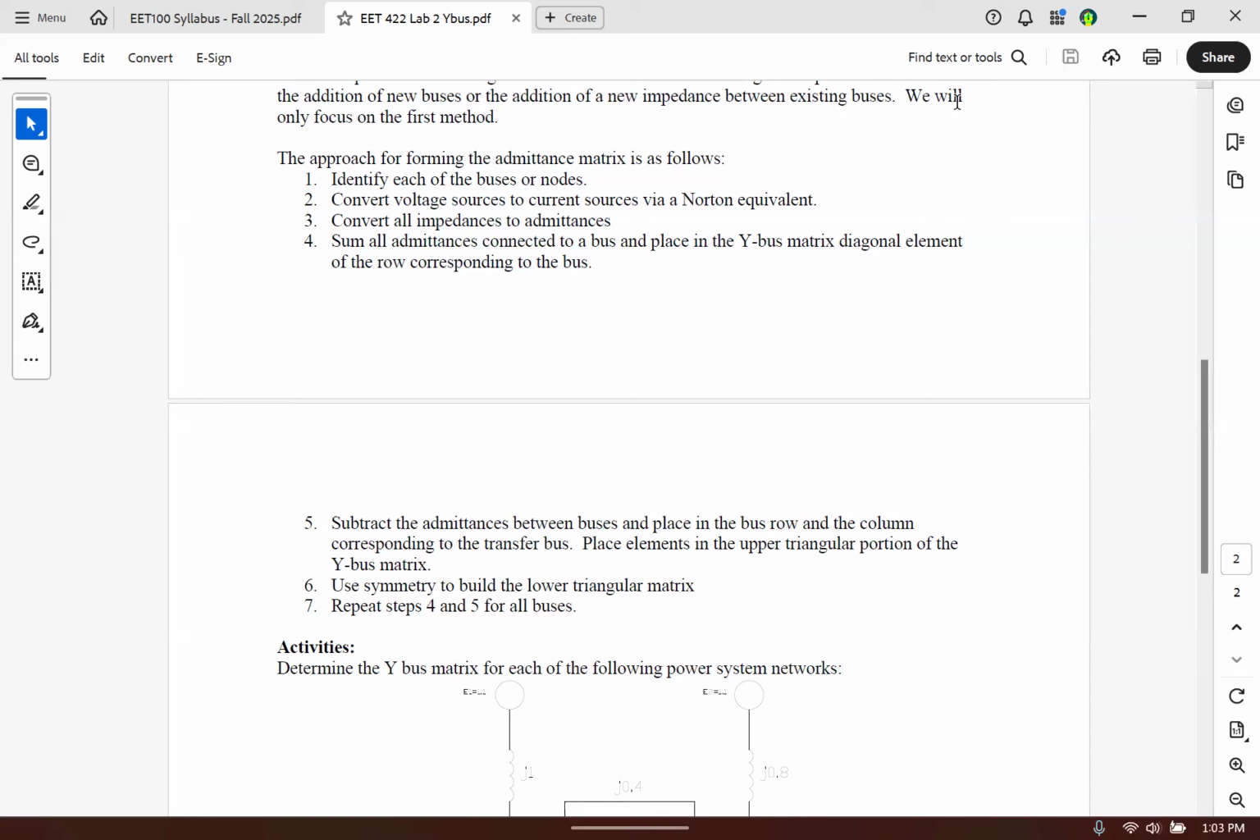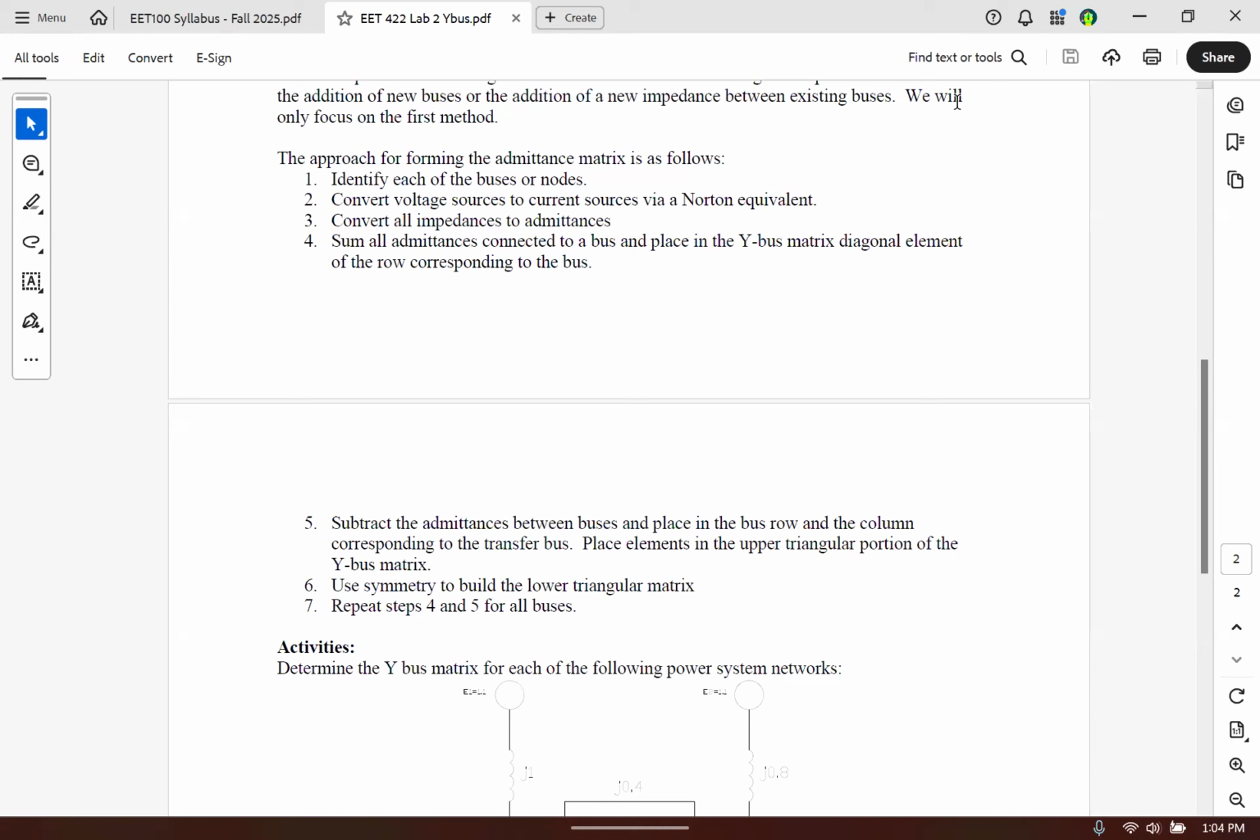Then if I have any voltage sources, I want to convert those to current sources. The reason I convert those to current sources is because I'm trying to calculate all the voltages at all the buses. So I need to know what the current injections are to be able to calculate that. So just do a Norton equivalent to get that. Now I'm going to convert all impedances to admittances.